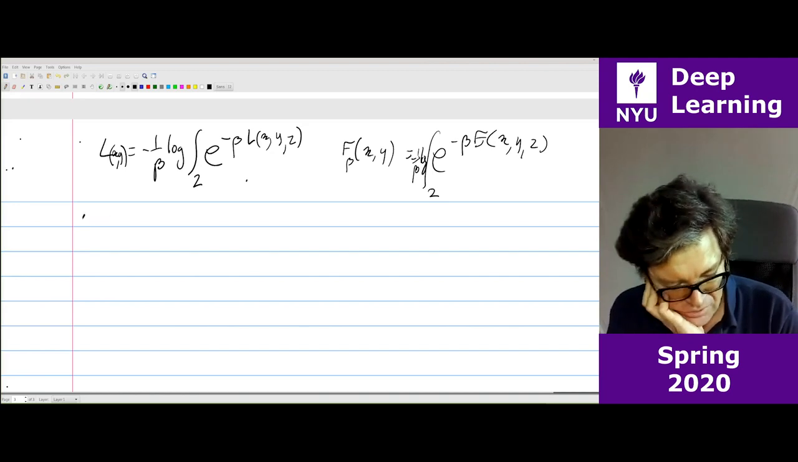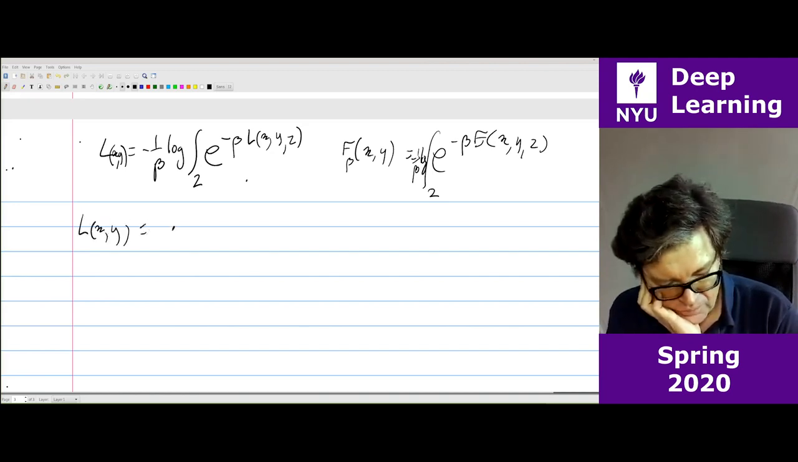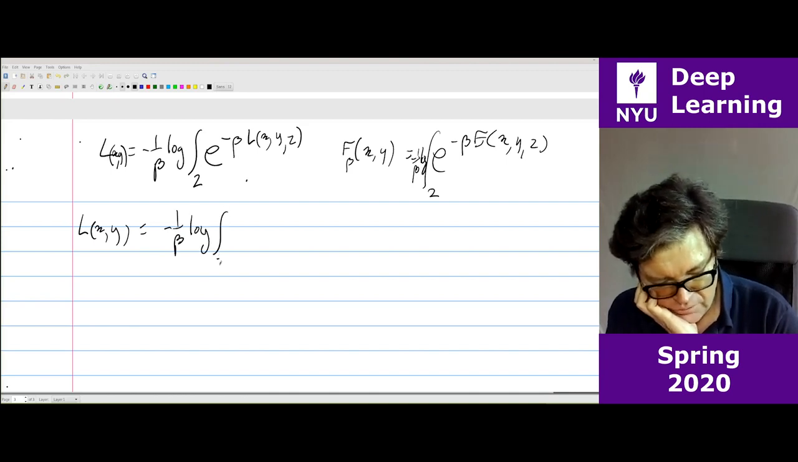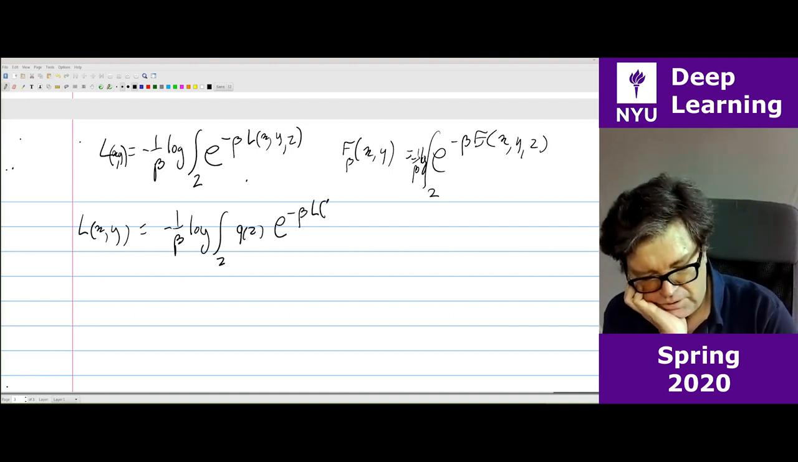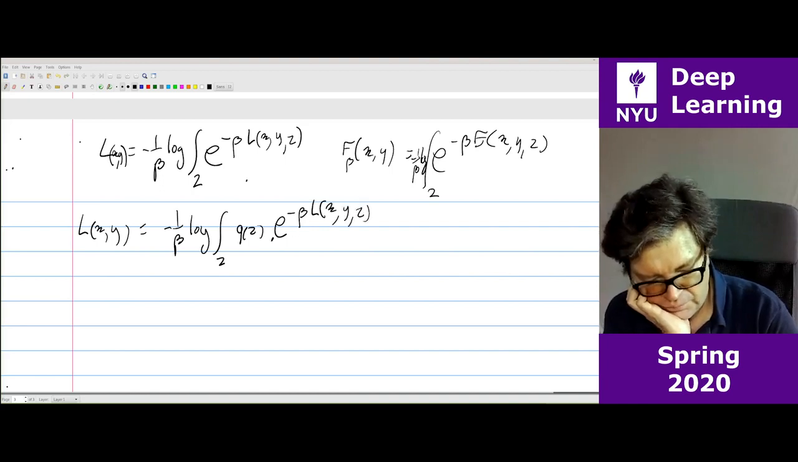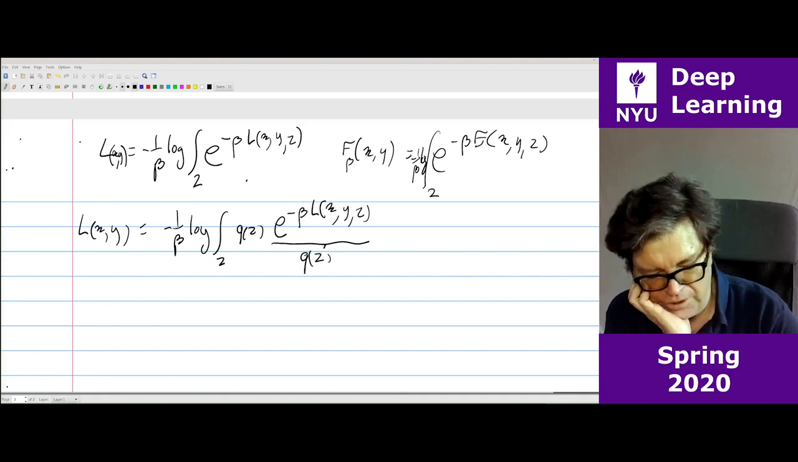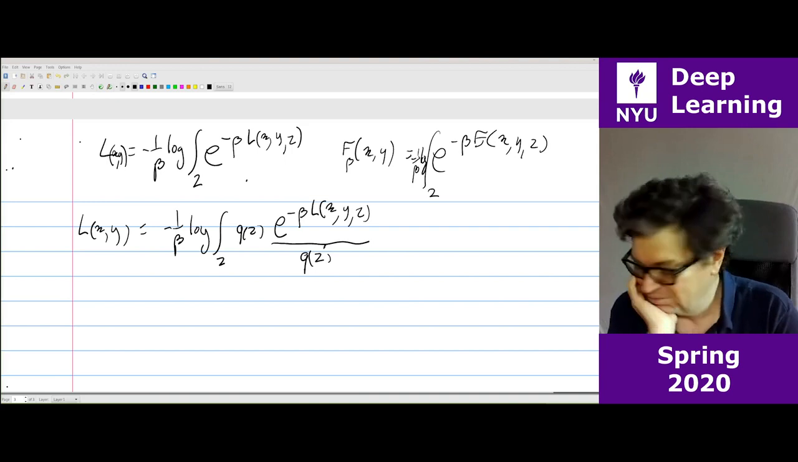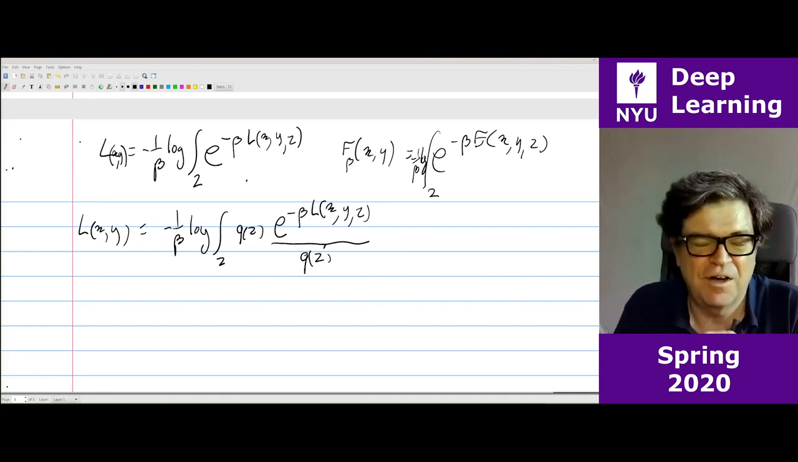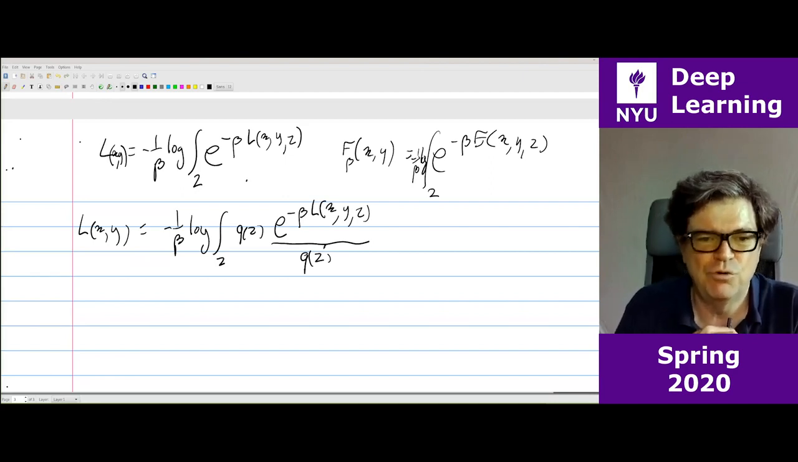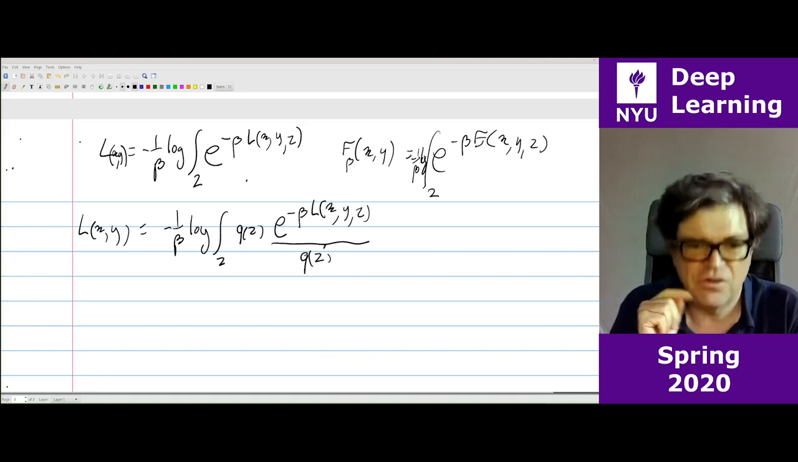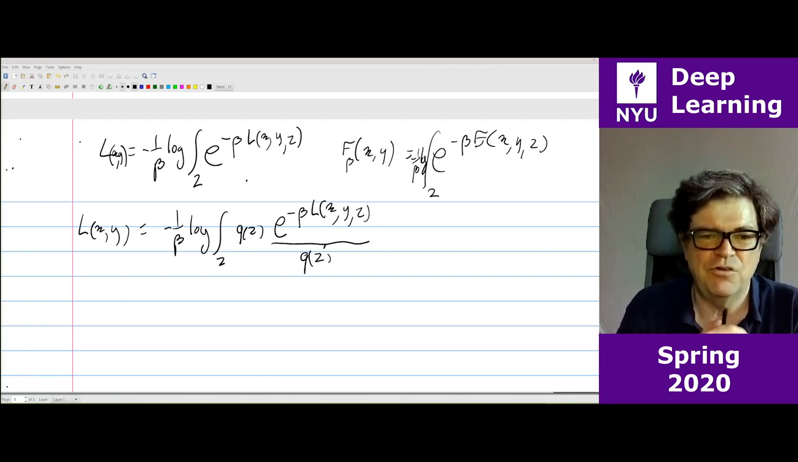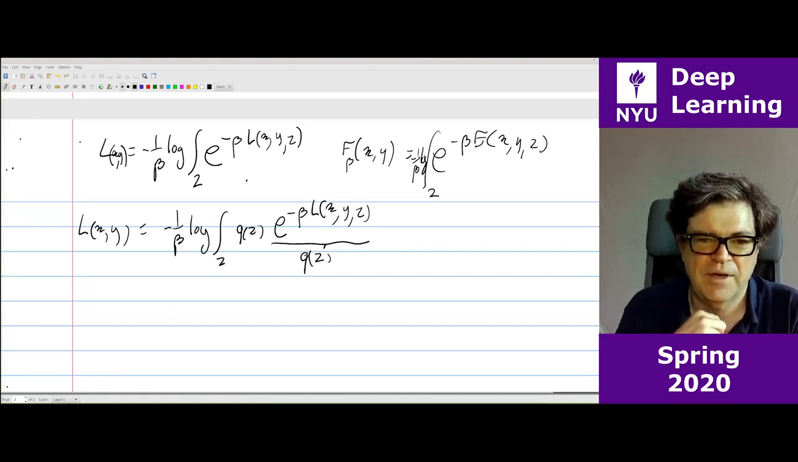I can rewrite this as the following: Q of Z, e to the minus beta L of XYZ, over Q of Z. I've just multiplied and divided by Q of Z. I've done nothing. Now, Q of Z here, I assume is a probability distribution over Z. So it's a density function that integrates to one when I integrate over Z. So you can interpret this integral as the expected value with respect to that distribution of e to the minus beta L of XYZ divided by Q of Z.